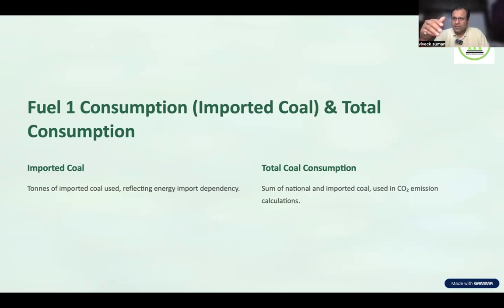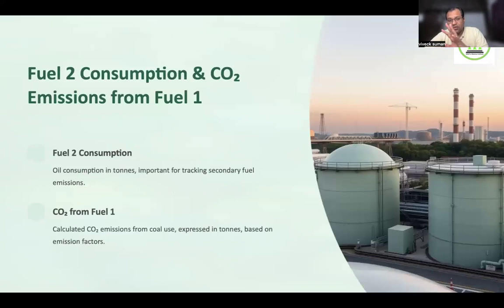Total coal consumption, the sum of national and imported coal used, in the CO2 emission gives you the total emission factor. Because imported coal will have a different kind of emission compared to the Indian coals which we use. You need to compare both and then combine them together and put it into your final output.